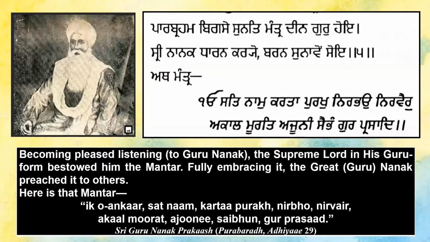So in here he just writes, Par Brahm Bigse Sunat Mantar Deen Gur Hoye, Sri Nanak Taran Karyo Barn Sunav Soe At Mantar. Then he mentions the Mool Mantar. So he writes here, becoming pleased listening to Guru Nanak, Vaheguru, the Supreme Lord, in his Guru form, bestowed him the mantar, i.e. this teaching, or you could say this chant, fully embracing it. Guru Nanak preached it to others. Here is that mantar. So that's the mantar which the poet Kavi Santokh Singh also mentions.